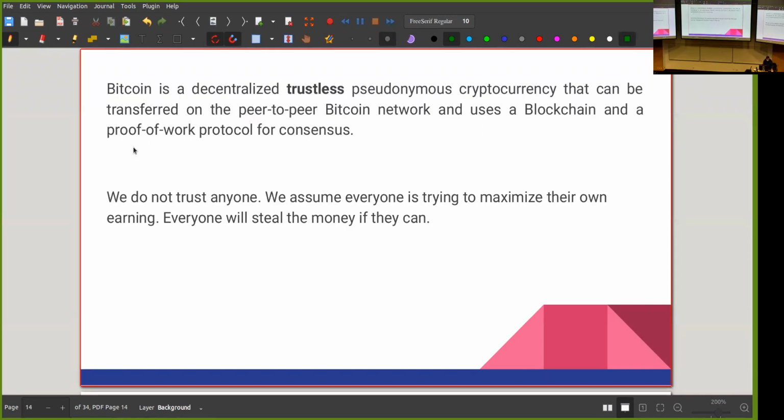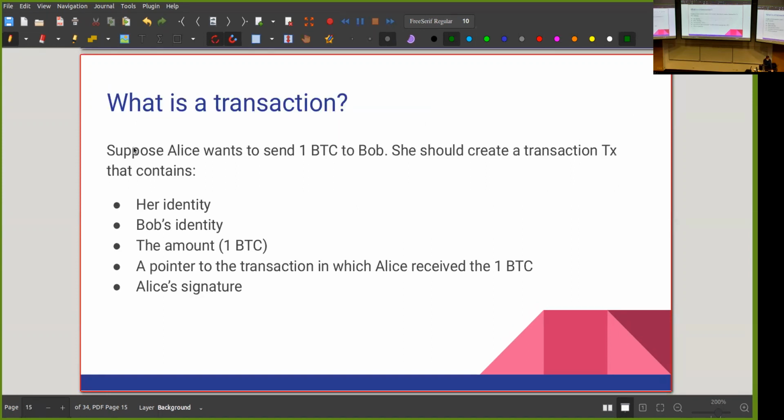Okay. But now I'm finally ready to get into the details of how things actually work. So what is a transaction on Bitcoin? Well, we know what a transaction is in the real world, right? In the real world scenario, a transaction is just that someone is sending money to someone else. But what kind of information should I include in that transaction? So suppose that someone, for example, Alice, wants to send 1 Bitcoin to Bob. She should, of course, create a transaction, but what information should there be in this transaction?